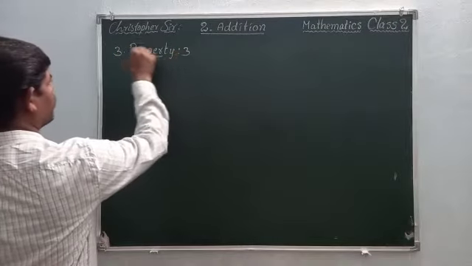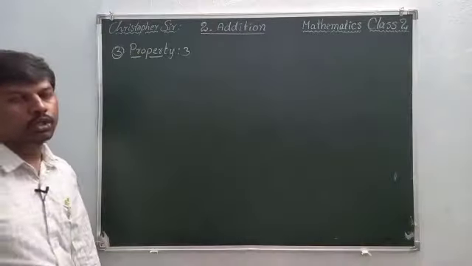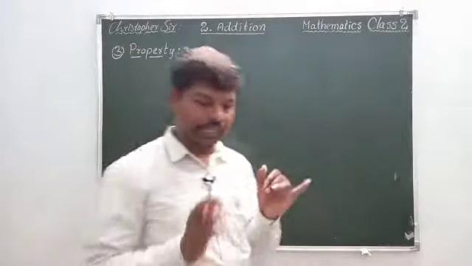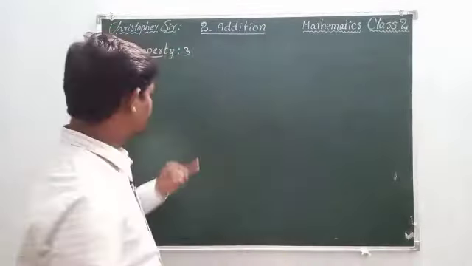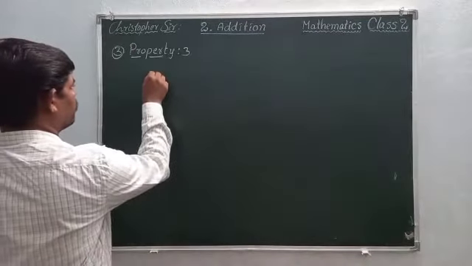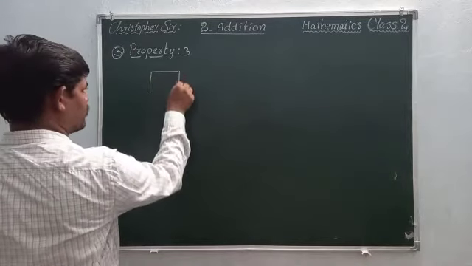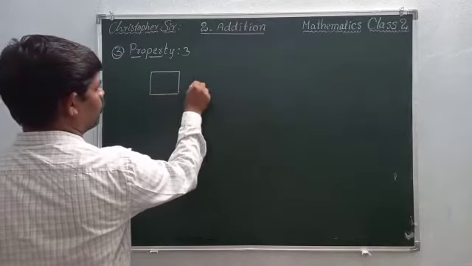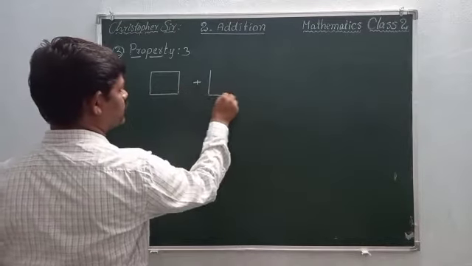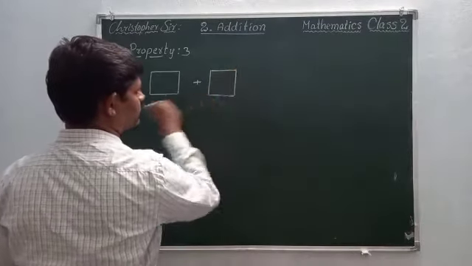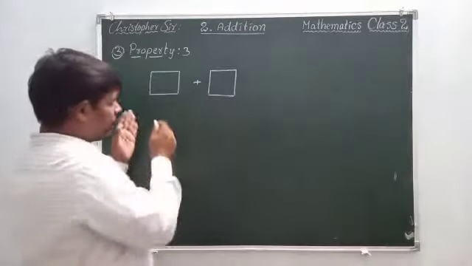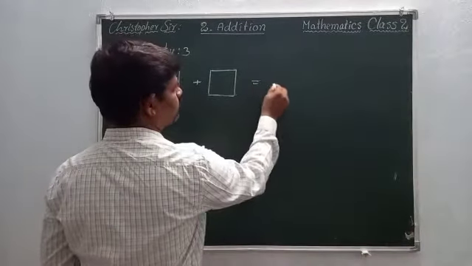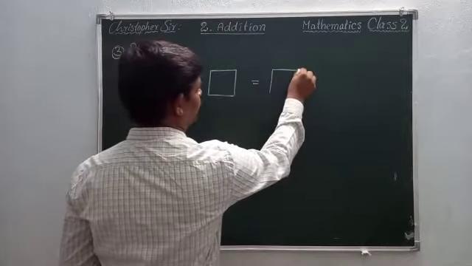Property 3, third property. So this is very important and very easy property, third property. For example, we have two boxes. Observe carefully. We have two boxes. How many boxes? Two boxes. So we have to add these two boxes into another box.